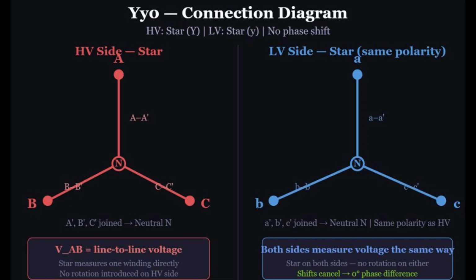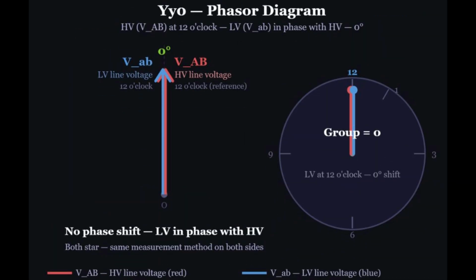For Yy0, both sides are star. On the high voltage side, the finished terminals join at neutral. On the low voltage side, it is the same. Because both sides use the same method to obtain line voltages, no phase shift is introduced. The line voltages are directly in phase. On the phasor diagram, the high voltage line voltage points straight up at 12 o'clock. The low voltage line voltage also points straight up. They are exactly in phase. The clock number is 0, indicating no phase shift between the two sides.